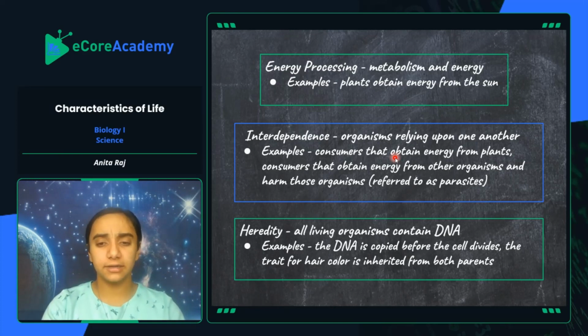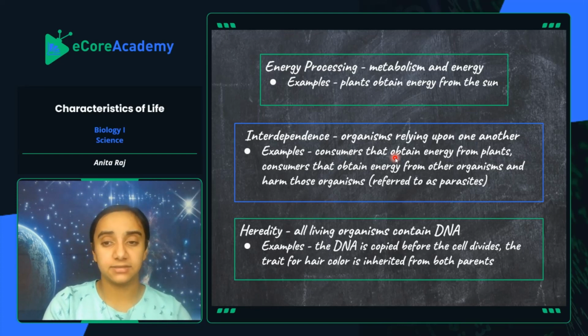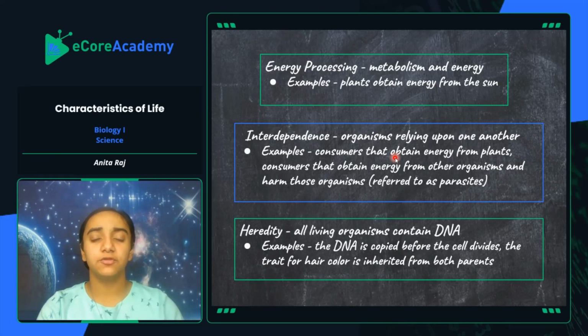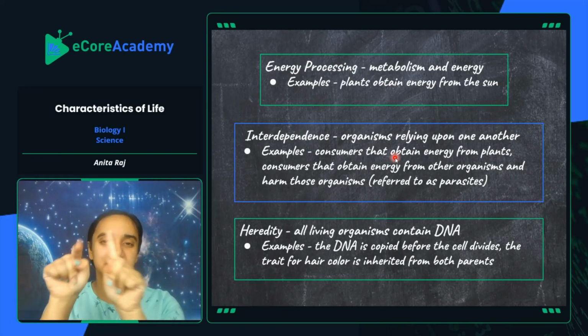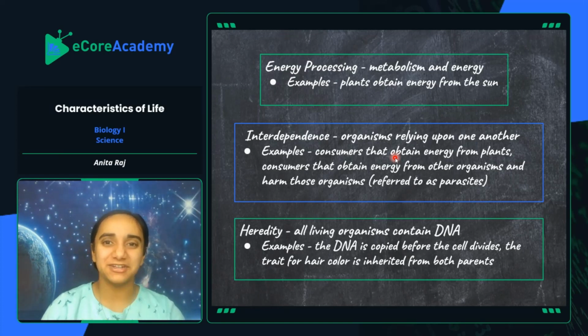Next, we have heredity. So all living organisms contain DNA. DNA stands for deoxyribonucleic acid. So it is pretty much what holds our genetic code. Think of it as that double helix. You've probably seen that windy thing. I think I put it in my introduction video as well.